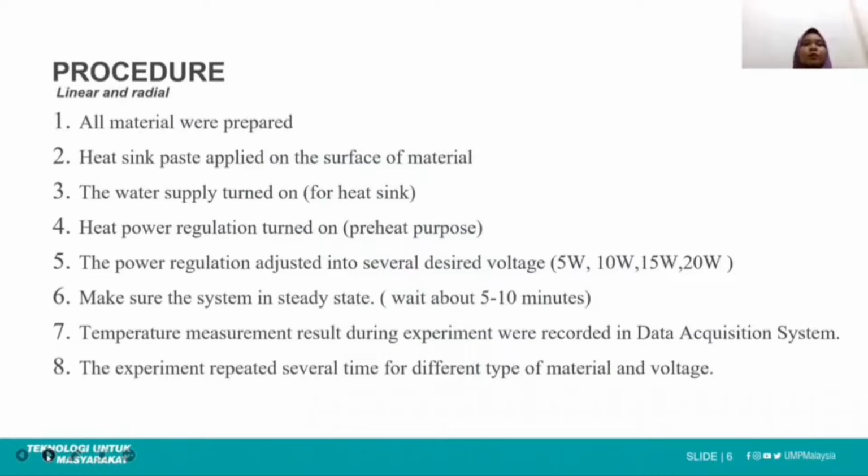In this experiment, for linear and radial, we use the same procedure, which has 8 main steps. It starts with all materials being prepared, and then the heat sink paste is applied on the surface of the material. After that, the water supply is turned on for the heat sink. Meanwhile, the power regulation is turned on in order to preheat the heat sink. The power regulation is then adjusted to several desired power levels, from 5 until 20 watt. Before we use the system, we wait 5 to 10 minutes to make sure the system is in steady state. The temperatures measured for the experiment were recorded in the data system. Lastly, the experiment is repeated with several different types of material and power in order to get more data.